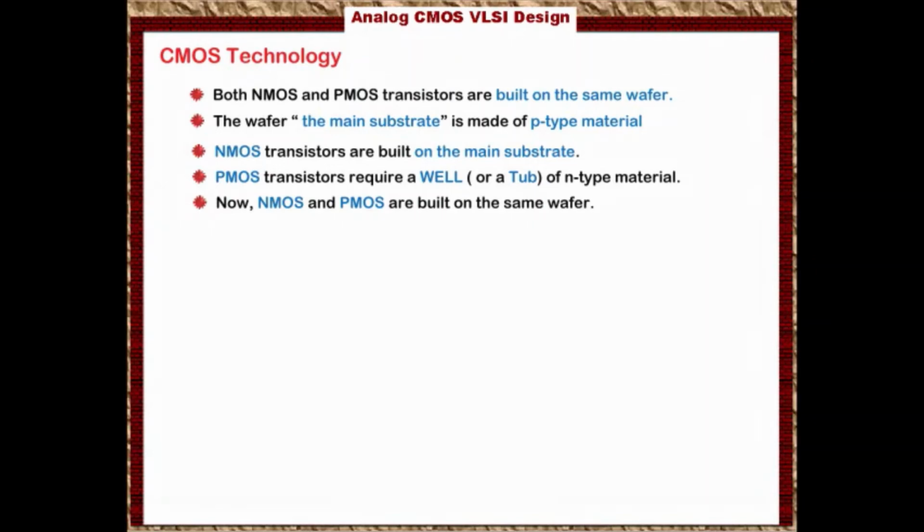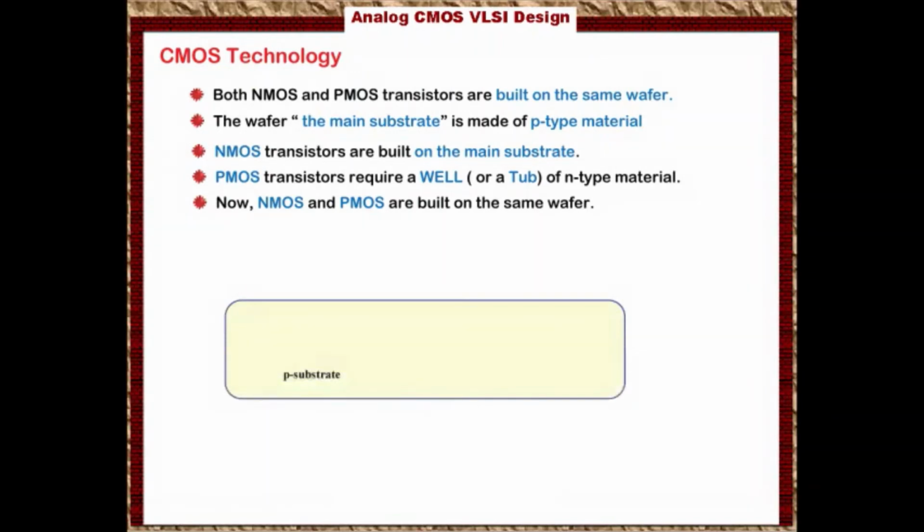So we start with the substrate, the main substrate or the wafer, that is the bulk of the integrated circuit. And the first thing we will do is we will create an N well for the PMOS transistor. Once we create the N well for the PMOS transistor, now we can build an NMOS on the main substrate and a PMOS on the N well.